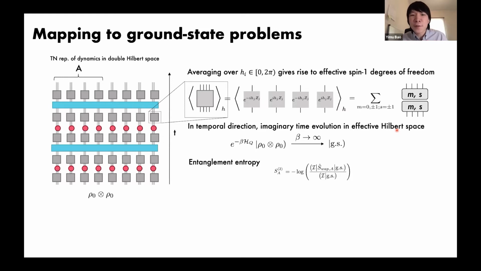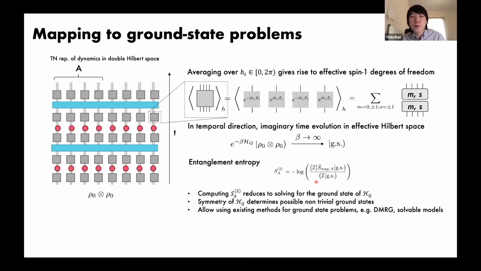And in this language, you can write down the entanglement entropy S2 as a matrix element between the ground state and some given state, which is determined by how you contracted the tensor network diagram at the top. This is a predefined state, and the entanglement entropy really reduces to the matrix element of that. This tells us that computing entanglement entropy really reduces to solving for the ground state of HQ. The symmetry of HQ determines the possible non-trivial ground states and all the possible interesting phases relevant to this information dynamics. This relation is also very nice because we relate some unknown problem in quantum dynamics to a ground state problem, where there are multiple existing tools to solve it, for example DMRG and solvable models.